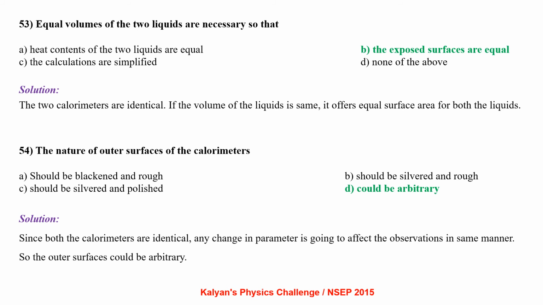The nature of outer surfaces of the calorimeters should be blackened and rough, should be silvered and rough, should be silvered and polished, could be arbitrary. Since both the calorimeters are identical, any change in parameters is going to affect the observations in the same manner for both the calorimeters. So the outer surfaces could be arbitrary.